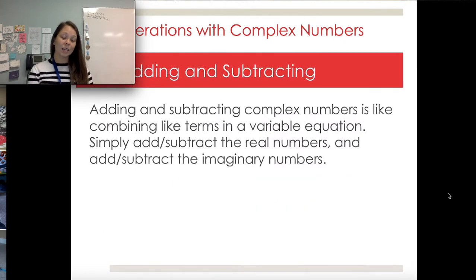So adding and subtracting, we're going to do the same thing we would with variables, combining our like terms, except that i technically means the square root of -1, but when it comes to combining and adding and subtracting, we're going to treat it like we would a variable like x.